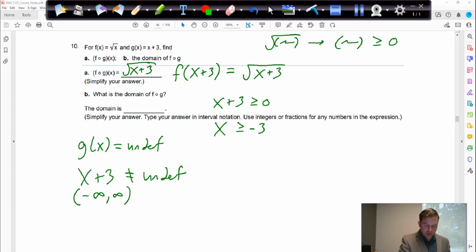So we just need to make x bigger than or equal to negative 3, so we can start at minus 3, including it, and then we can go off into infinity. And again, used a bracket there because of this equal to sign.